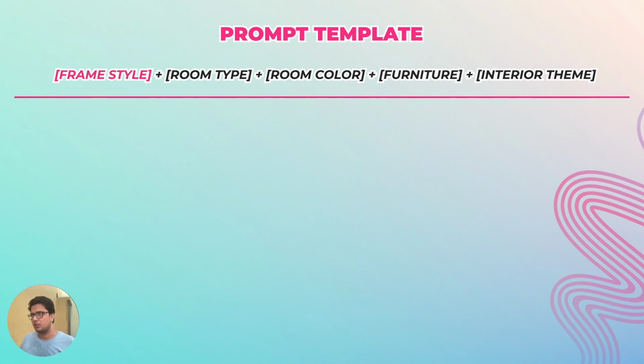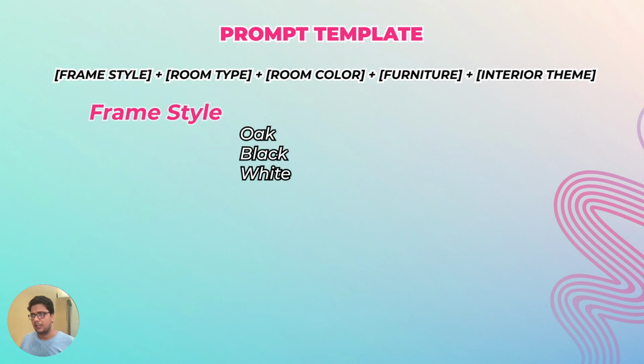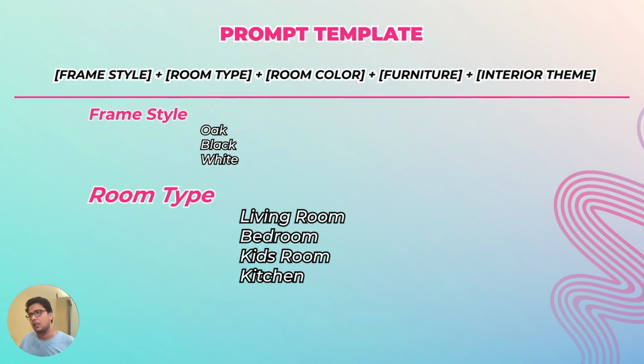Frame style, room type, room color, furniture, and interior theme. The frame style means what color and texture the frame should be. It could be oak, black, white, birch, mahogany, or anything else. Room type, where do you want the frames to be put up? Is it a living room, a bedroom, or maybe a dining hall? So you can provide the room type.